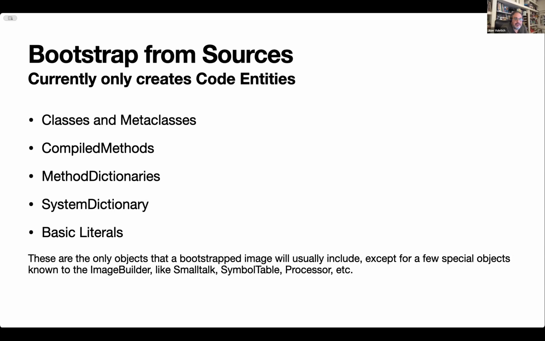Because of all this, by default, image builder tools will only create a few specific kinds of objects. These are the objects for code, classes, metaclasses, compiled method, method dictionary, system dictionary, and basic literals. The only other objects we are creating are, besides literals, a few special objects like the Smalltalk system dictionary, the symbol table, the processor, and very few other objects that are required by the VM to run and that the image builder knows how to build.